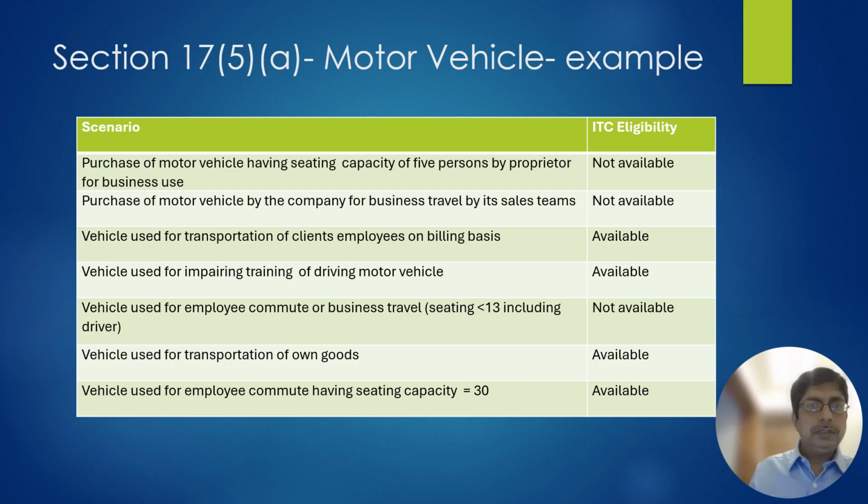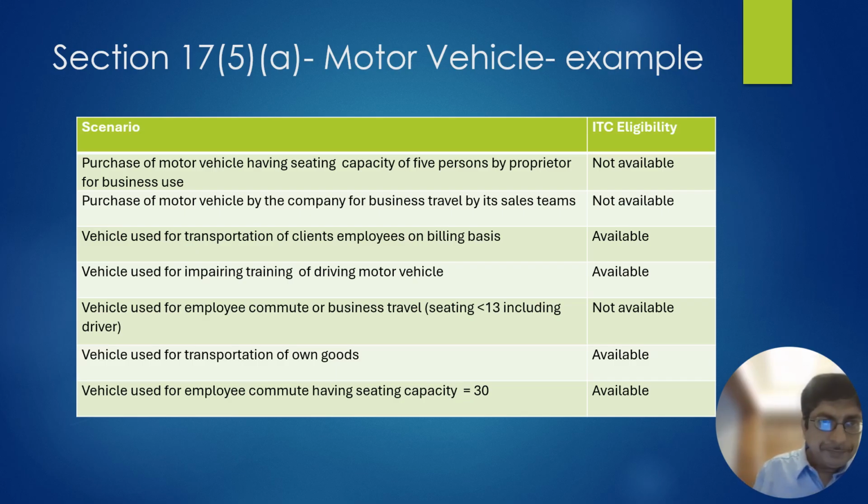Next example is a motor vehicle purchased by the company to be used by its sales team. Same logic, GST credit is not available because it is assumed that in this case the seating capacity of that motor vehicle is less than 13. It is used by the sales team. It means it is not used for further taxable supply of transportation of passengers. Therefore, the GST credit is not available.